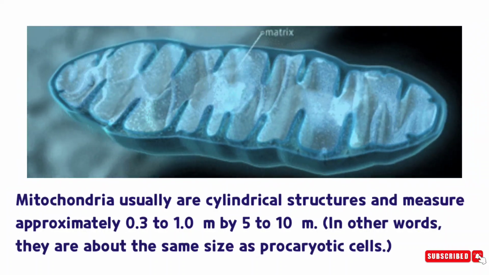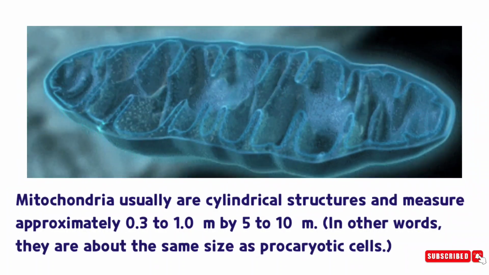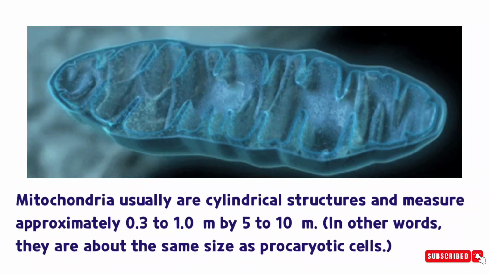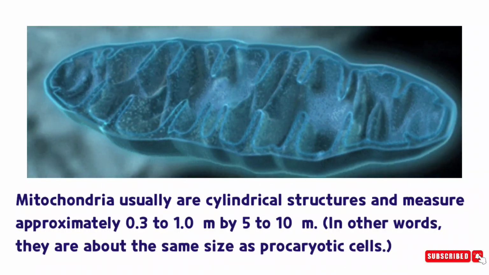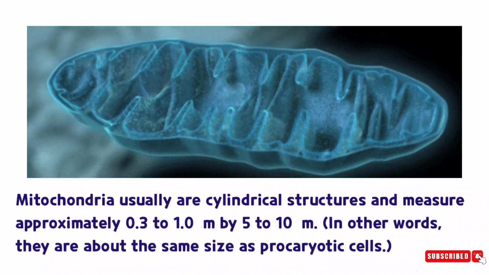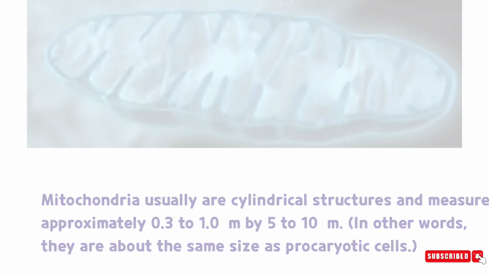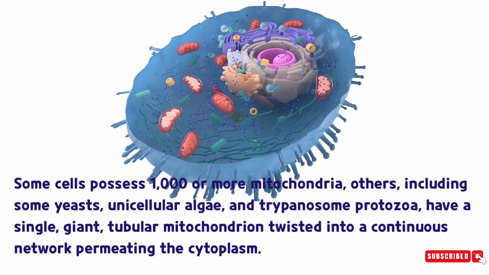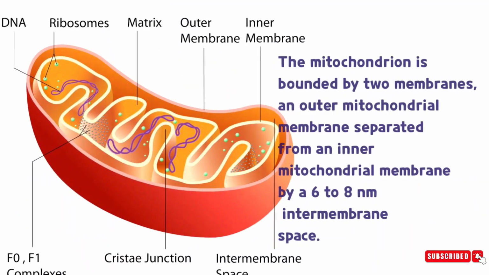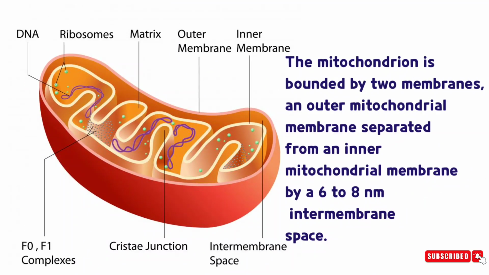Mitochondria are usually cylindrical structures and measure approximately 0.3 to 1 micrometer by 5 to 10 micrometers. In other words, they are about the same size as prokaryotic cells. Some cells possess 1000 or more mitochondria. Others, including some yeast, unicellular algae, and trypanosome protozoa, have a single giant tubular mitochondrion twisted into a continuous network permeating the cytoplasm. The mitochondrion is bounded by two membranes, that is, an outer membrane and an inner membrane.